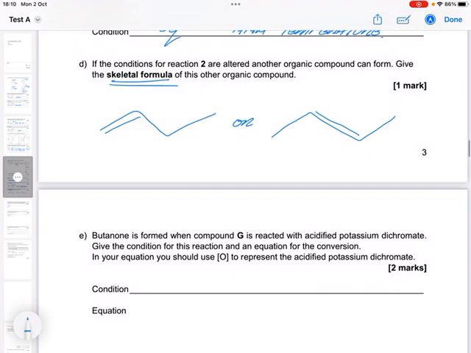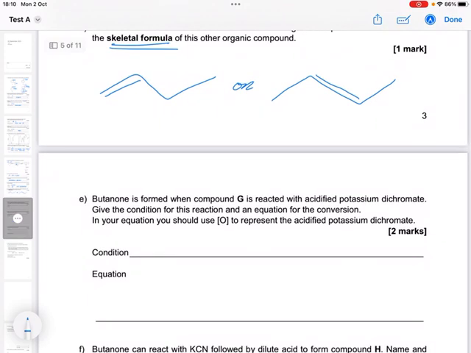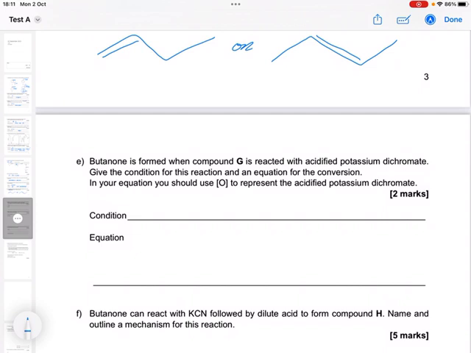Butanone is formed when compound G is reacted with acidified potassium dichromate. Give the conditions for this reaction. So, well, let's finish the question. And an equation for the conversion. You should use O to represent the acidified potassium dichromate. Okay, so butanone, that's a ketone. It can't oxidize any further anyway. So we would reflux this one. Remember, the only one that we distill is the aldehyde.